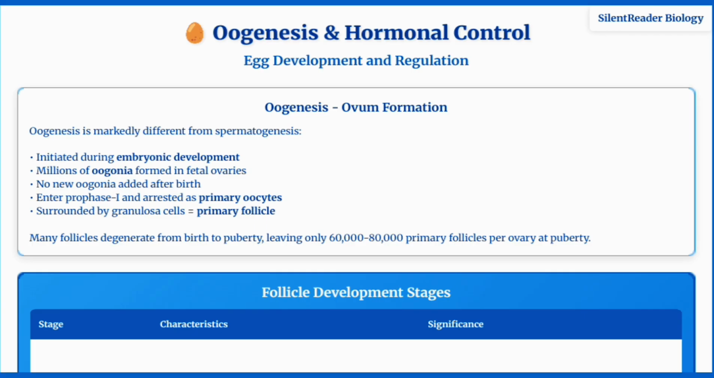It's at this stage that the primary oocyte completes its first meiotic division through unequal division, forming a large haploid secondary oocyte that retains most of the nutrient-rich cytoplasm and a tiny first polar body. The tertiary follicle becomes a mature Graafian follicle that ruptures during ovulation to release the secondary oocyte.